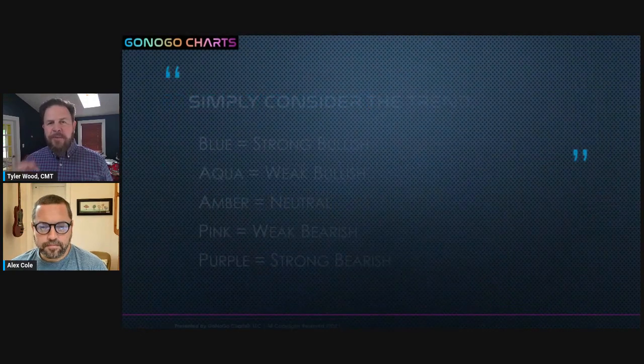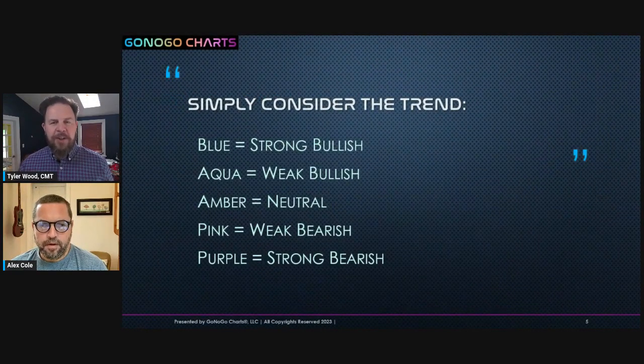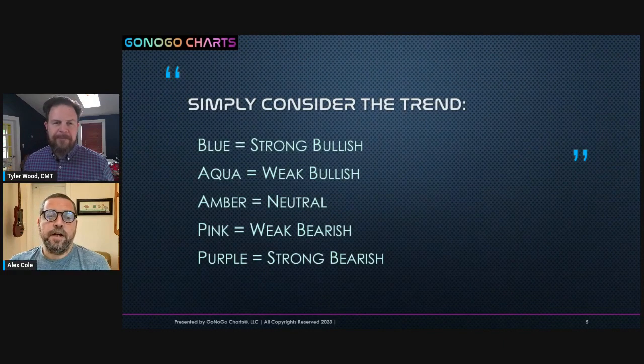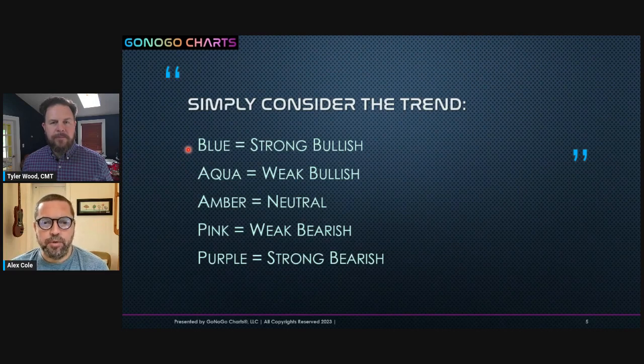So Alex, let's just review real quick what those colors mean on a go-no-go chart. We have 5 trend conditions in a go-no-go chart. We have 2 forms of a go trend. So you can see that we have blue bars, which is the strongest bullish environment. We have aqua go bars, which represents a weaker but still bullish environment. And then we have our no-go colors, which we have a pink for our weak bearish environment and a purple representing our stronger bearish environment.